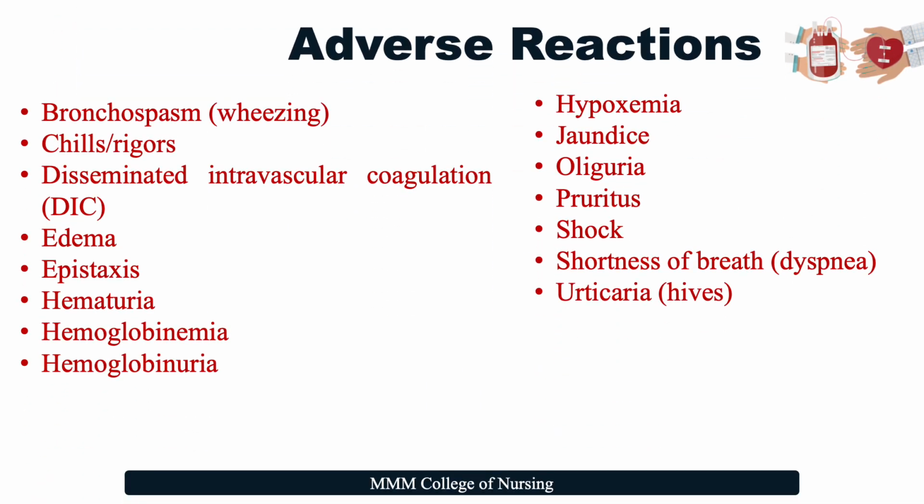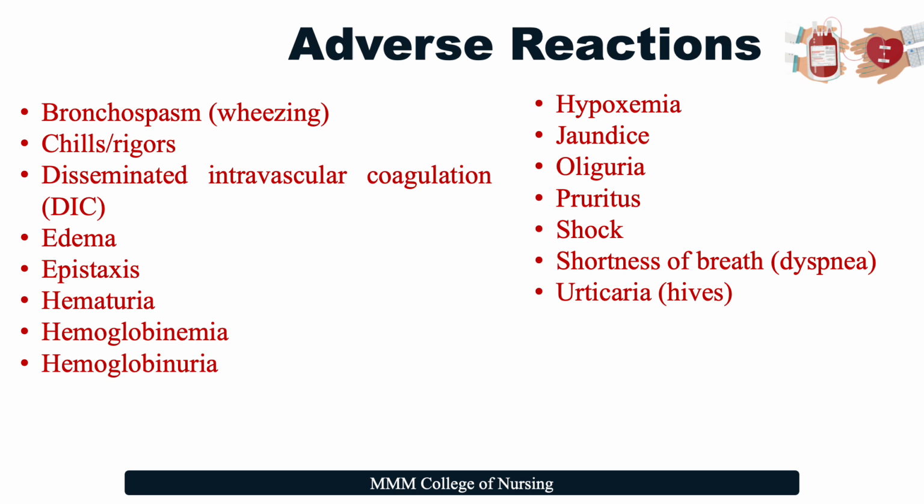Let's look at the other adverse reactions. Bronchospasm, which is manifested as wheezing, chills or rigors. Disseminated intravascular coagulation, that is DIC, is a severe condition where the body's blood clotting system becomes overactive, forming tiny clots throughout the blood vessels, which then consume clotting factors, leading to both excessive clotting and severe bleeding.